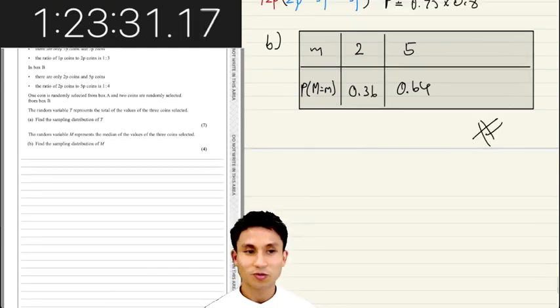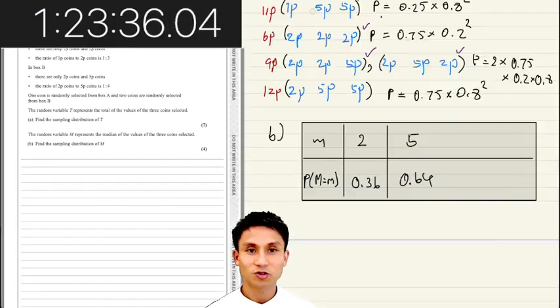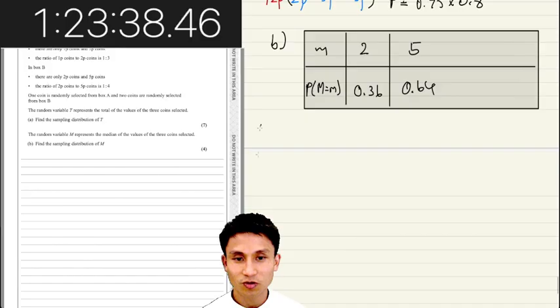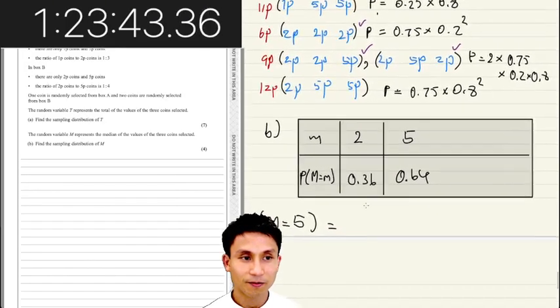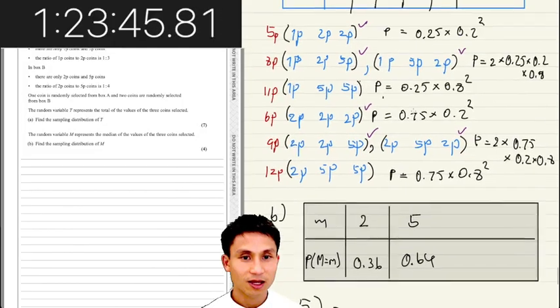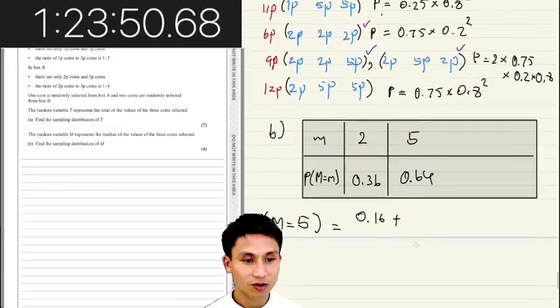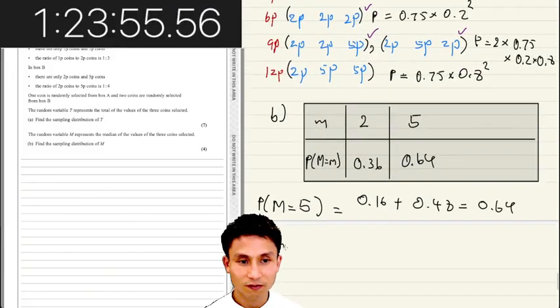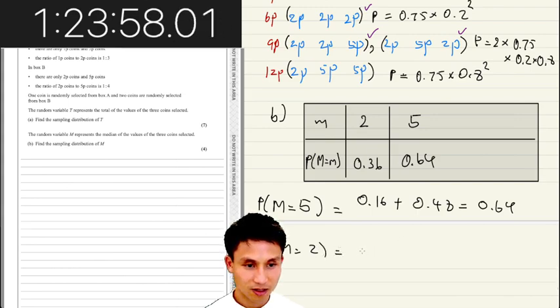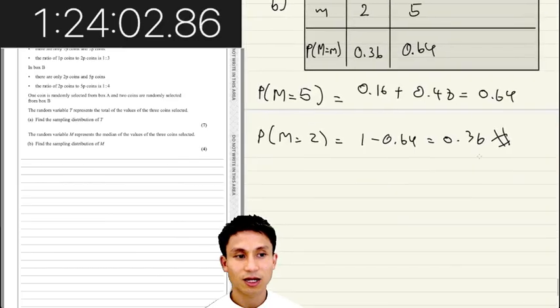Oh, but it's 4 marks, so I probably have to write something to show my methods. P of M equals 5 would be, from the 11 pence case, 0.16 plus 0.48, equal to 0.64. So P of M equals 2 would be 1 minus 0.64, equals 0.36. All right, and that's my table to be the sampling distribution.